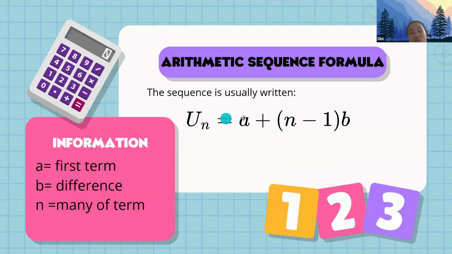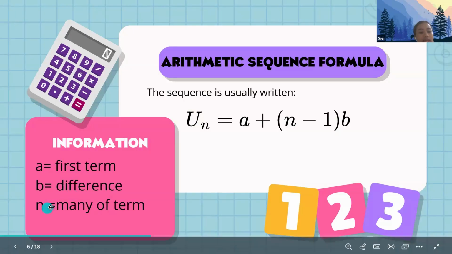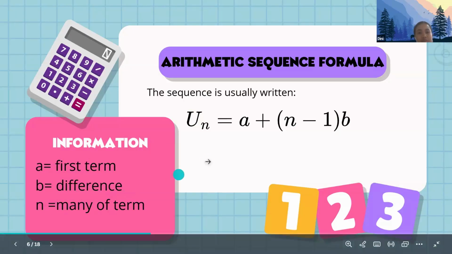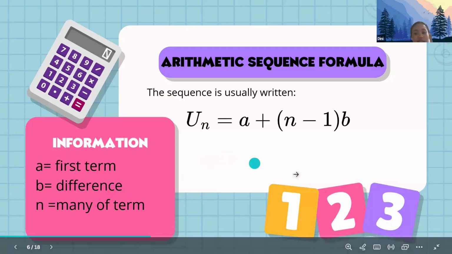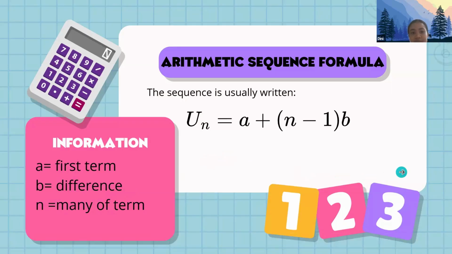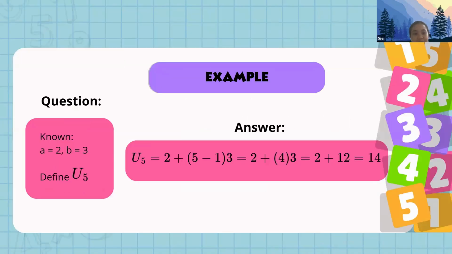Next, the arithmetic sequence formula. The term n equals a plus n minus 1 times b. In the information, a equals the first term, b equals the difference, and n equals the number of terms. Do you understand, guys? Yes, Miss. Okay, good job.